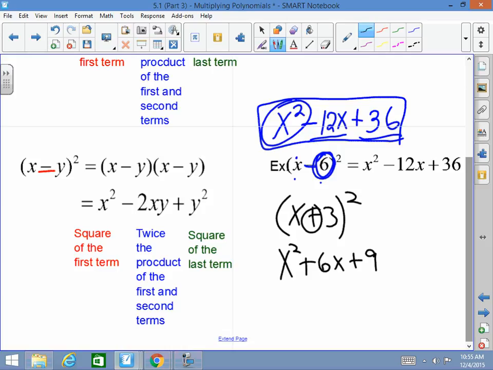So for the second step, multiply 2 times 3. You got to multiply the x as well. Because it's 2 times the first term times the second term. So 2 times 3 times x is 6x in this case. Does that make sense? Thank you for your honesty.